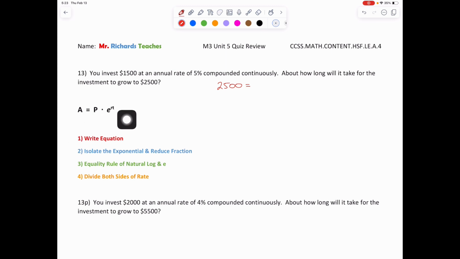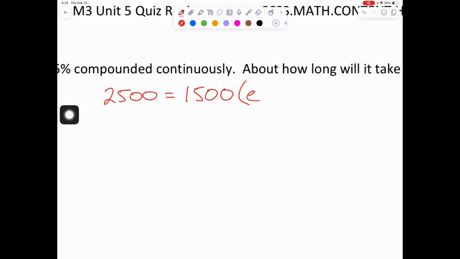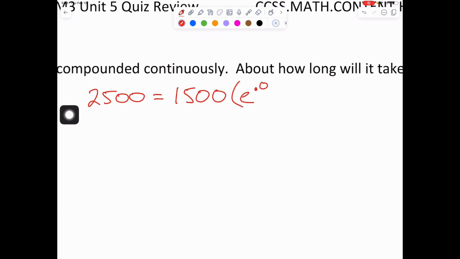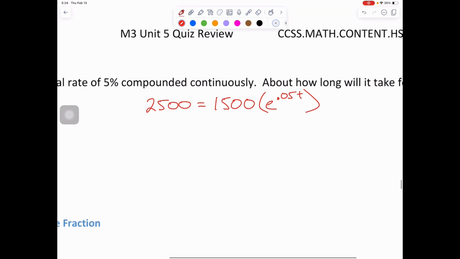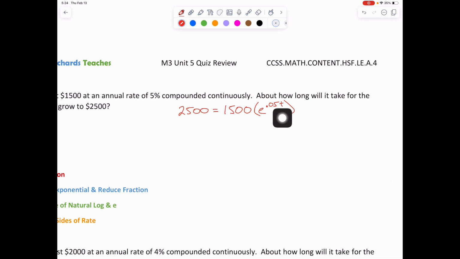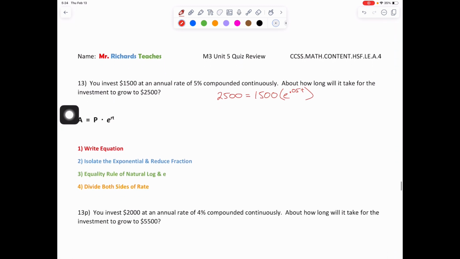Let's set that equal to our principal. Well, if we invest $1,500, well, that's our principal. That's our initial investment. And we're going to multiply that times E. Remember, that's 2.71 to the rate times T. Well, our rate is 0.05. So let's go ahead and put in 0.05. And then we will put in a t because it doesn't say, it's asking how long it will take. So we're actually solving for time this time. Yes, we're done with step 1.